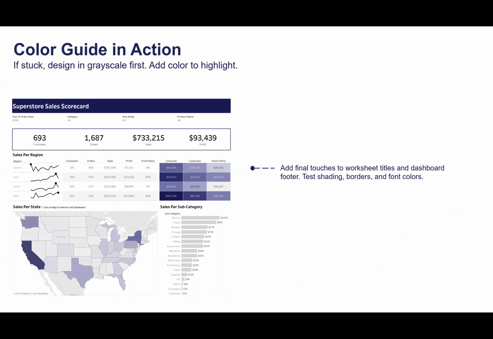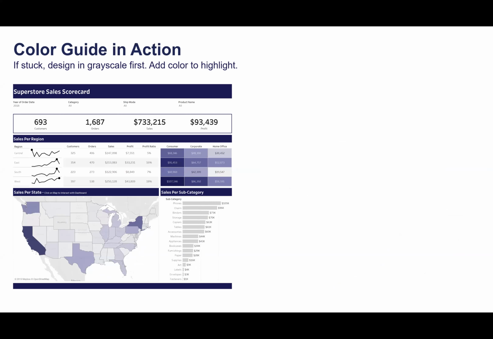Then you add some final touches, test various shadings for your borders and your font colors. So I'll walk you through that. So here's an example that I see a lot. I see a lot of people shade each of these section headers, your title headers, and I don't think that you should do this. I think this is an absolute no-no. One, because it's very distracting, right? It's overpowering and it just takes away from the overall white space and the look and feel of the dashboard.